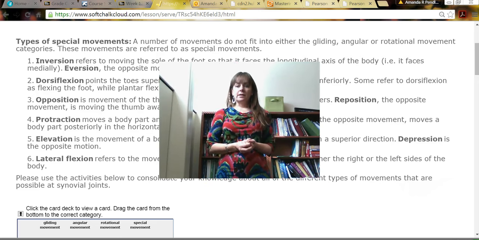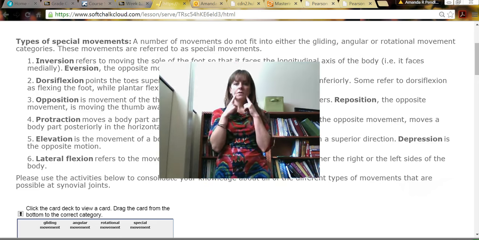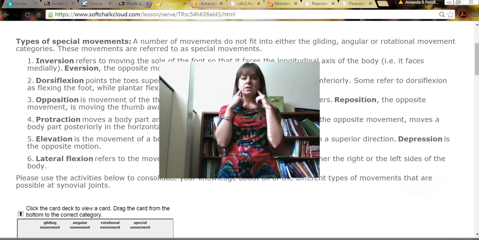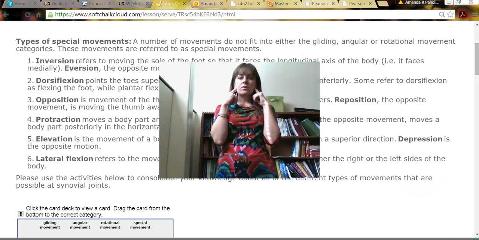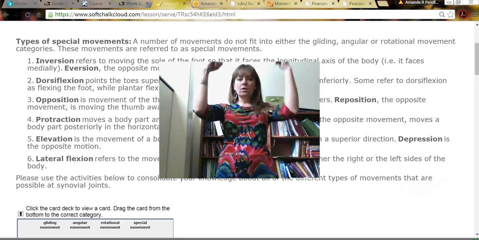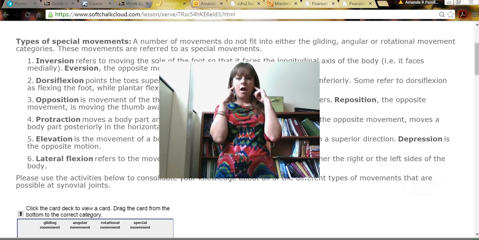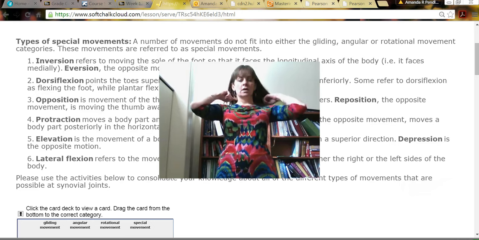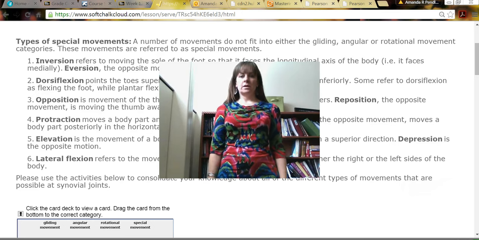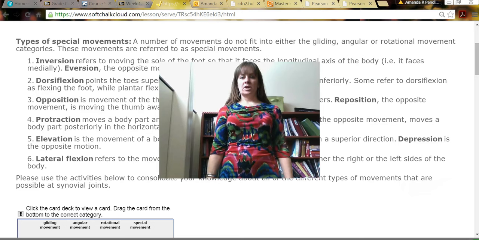And we also have elevation and depression. Okay, so let's start with depression. I can do that with my jaw. That's where you're going to be moving it superior or inferior. So depression and elevation. Okay, I can also do that with my shoulders, elevation, depression.